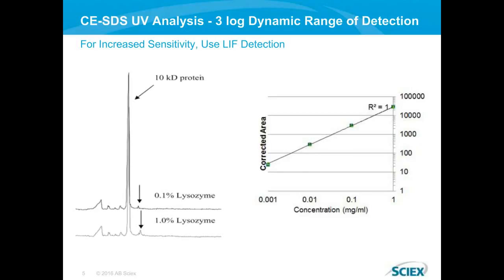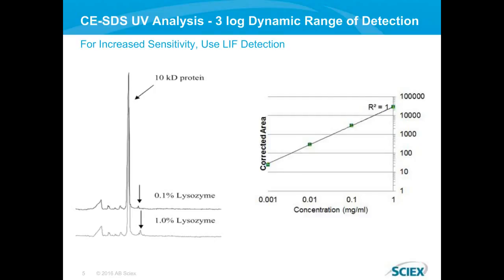So I mentioned that high resolution and high sensitivity are very important for us, especially towards the later stages of development. And this is just some CE-SDS UV data showing 3 logs of dynamic range. So we've got our 10 kD protein in there on the left, and you can see we can get detection down to 0.1% lysozyme. The graph on the right, again, just proving 3 logs of dynamic range. Now again, this is with UV analysis.